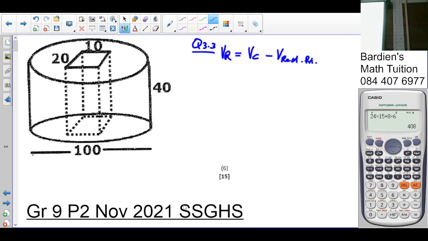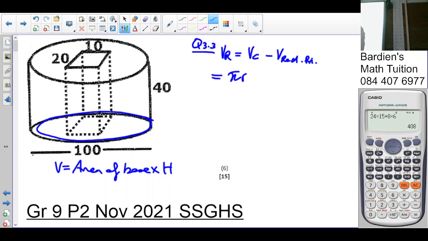How do we calculate the volume of this? Volume is equal to? How do you calculate the volume of a prism? Area of base times height. So in other words, I must go with area of base times height of the cylinder minus area of base times height of the rectangular prism, and then subtract the two. Okay? So how do you calculate the area of the base of the cylinder? What type of shape is this base? A circular base. So how do you calculate the area of the base? Pi r squared times the height of the object.